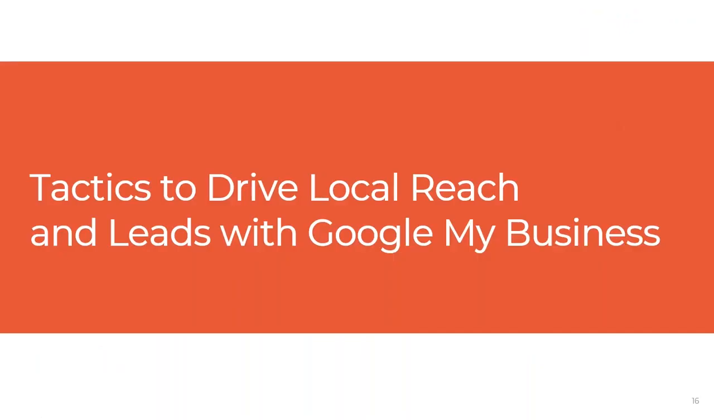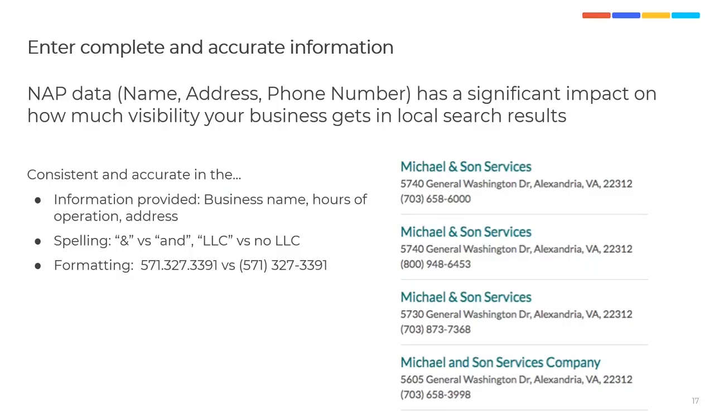So let's get into the tactics on how to drive local reach, which will ultimately lead to more inquiries or leads that can come from having a well-rounded Google My Business profile. First and foremost, we need to start off with the basics: NAP data. That is an industry jargon term for name, address, and phone. It has a really big impact on your visibility.